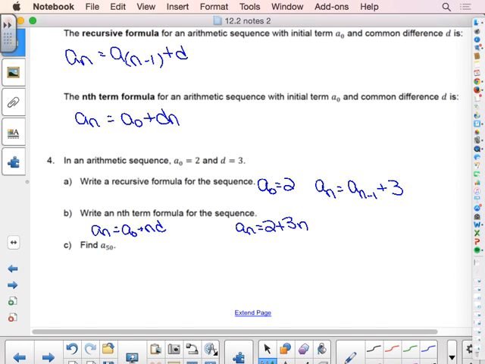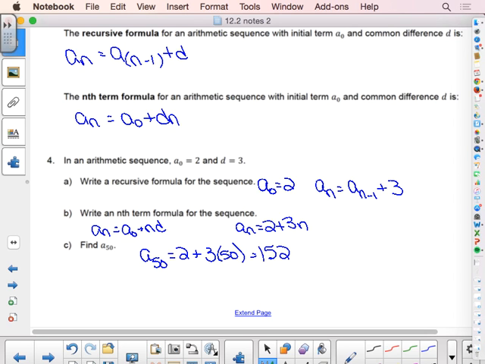C is where we need to make the correction. I believe I listed that as 49. It should be 50. A sub 50, we're going to use 50, but we're going to realize that if we start with a sub 0, we actually have 51 terms. So a sub 50 is equal to a sub 0, 2, plus 3 times 50, which is 152.